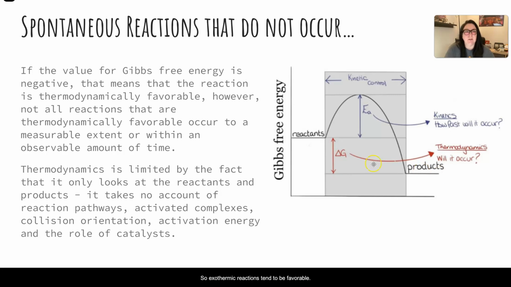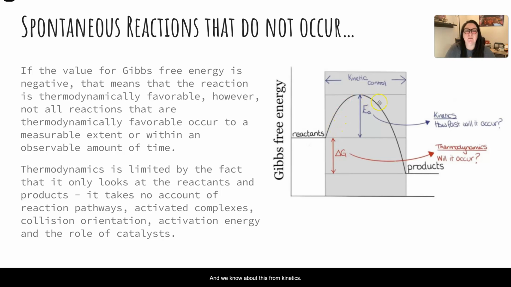So exothermic reactions tend to be favorable. It gives us a favorable delta H, and depending on what the species are in the reactants and on the product side, we will have a delta G value that's negative many times. So what we have is this bottom part, from the products to the reactants, representing the thermodynamic part of the equation. But then there's this upper part, right?